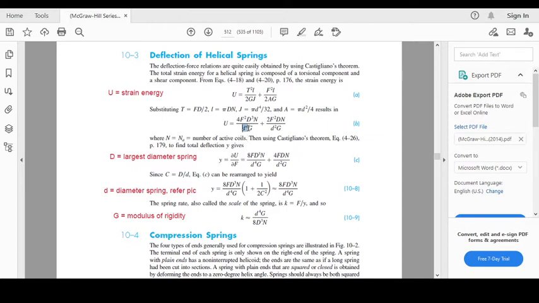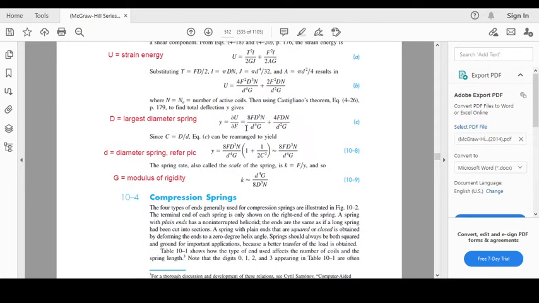Just to make you remember, if the equation has a power of 4, d to the power of 4, it means that it is a moment of inertia. In this case, we are talking about polar moment of inertia. So using Castigliano's theorem, you have the deflection y given by dU over dF. You get this.